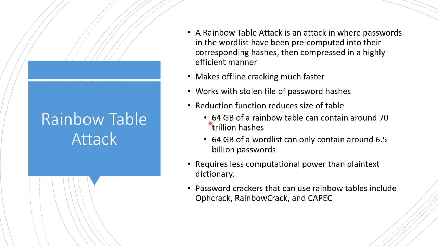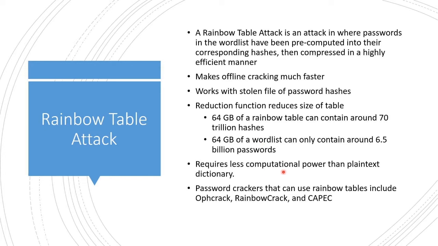You could have a 64 gig rainbow table with 70 trillion hashes. Man, if your password isn't in there, I don't know what. On the other hand, a 64 gig normal dictionary could only have 6.5 billion passwords. So we're talking huge orders of magnitude difference.